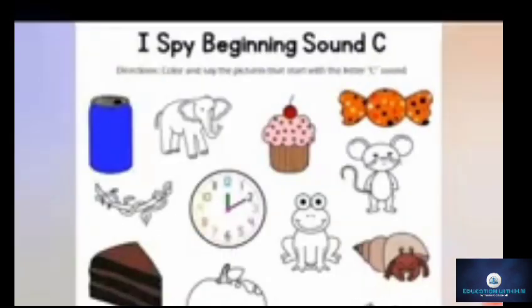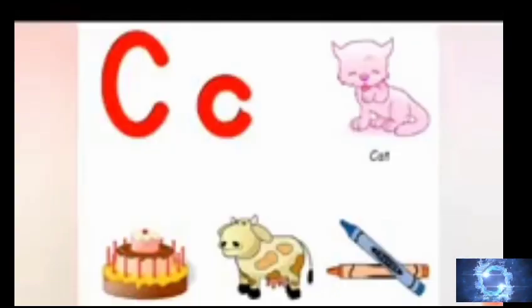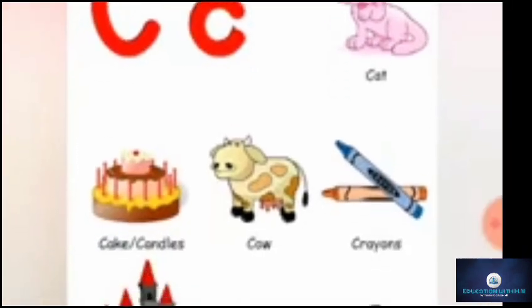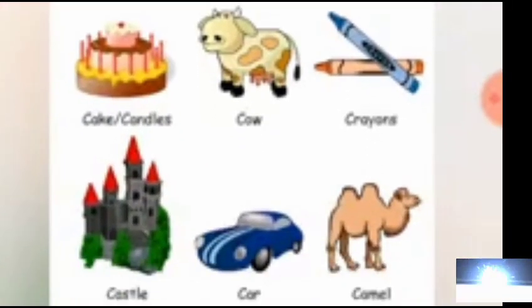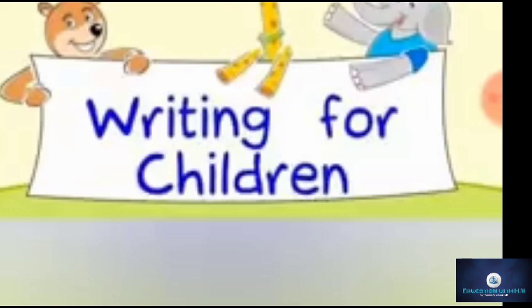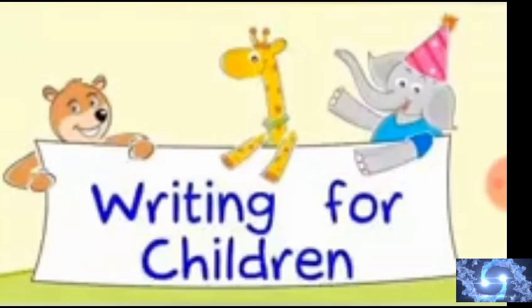Now understand all of you. Identify these pictures. Cat, cake, candle, cow, crayon, castle, car, camel. Good, very good. You identify these. Good. This is cat.